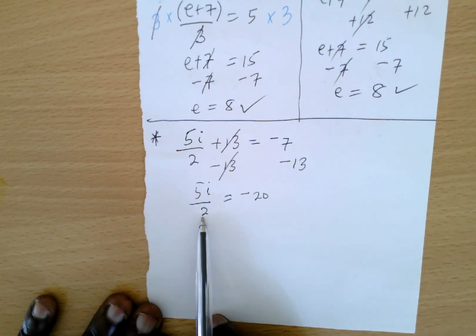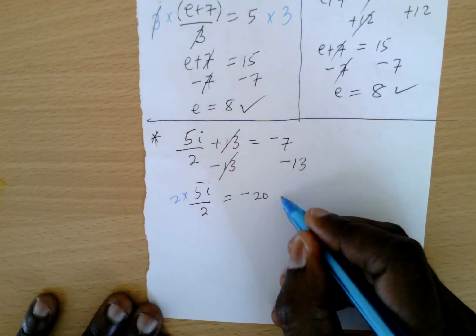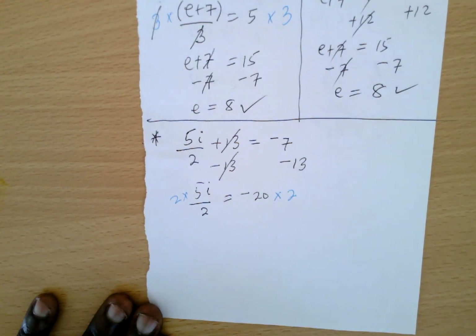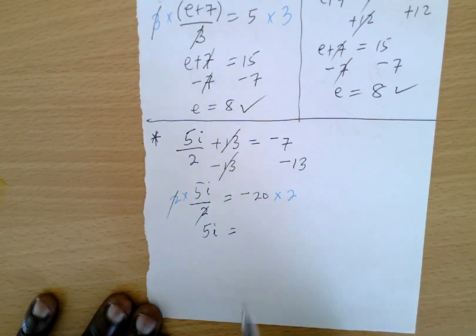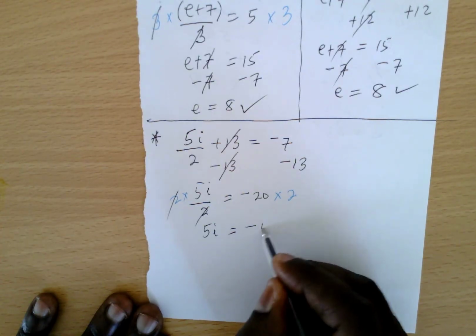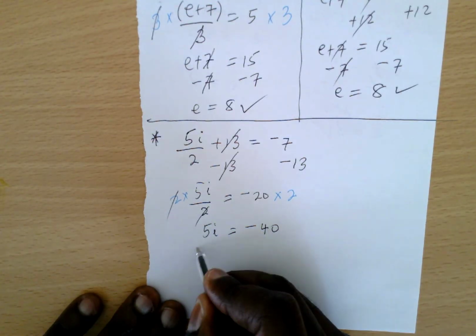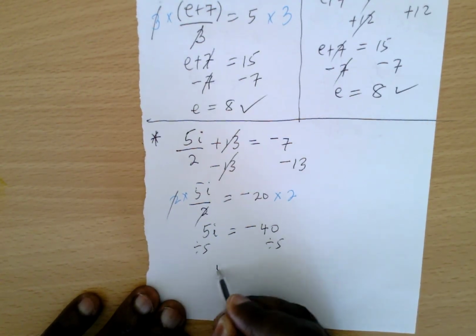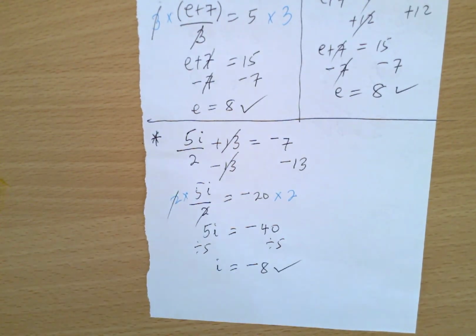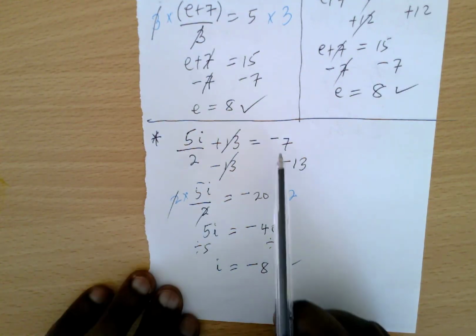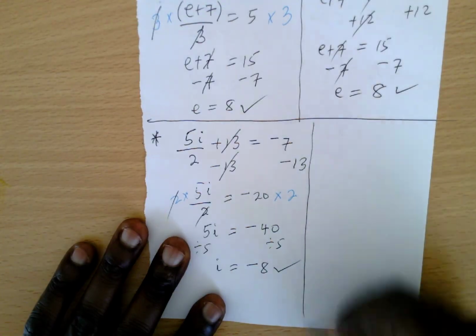Then we remove this fraction from the bottom by timesing by 2 on the left and timesing by 2 on the right. That cancels out. We have 5i is equal to negative 20 times 2, which is negative 40. Then we divide by 5 and divide by 5. So our i is equal to negative 8. And that is it. So this negative 7 here shouldn't confuse you. All should be fine. So I will do the last example here.